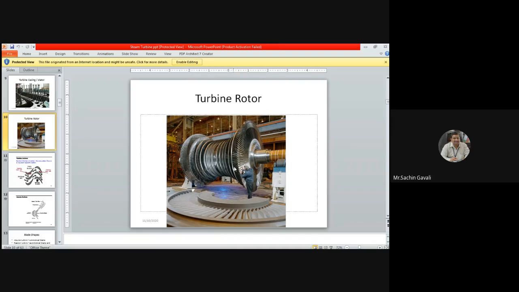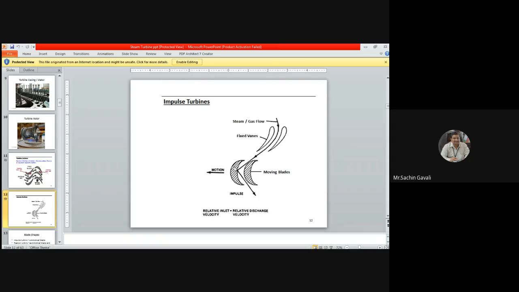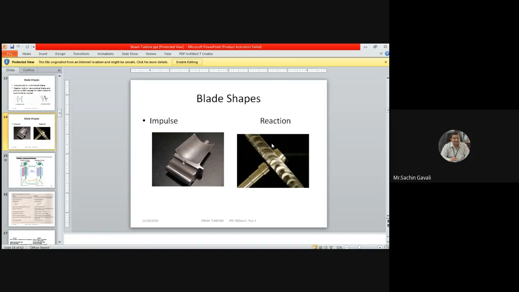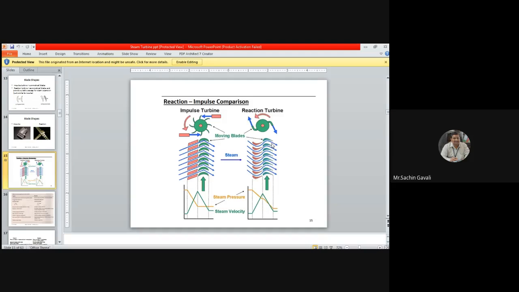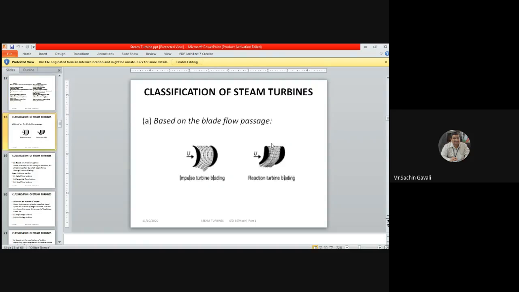Then impulse turbine blades are symmetrical, while reaction turbine blades are asymmetrical. So here it is the impulse turbine blade, and this is the reaction turbine blade. The blade shapes are symmetrical in the impulse turbine. We have gone through this diagram already. In the impulse turbine, the pressure drop is in the nozzles and not in the moving blades.